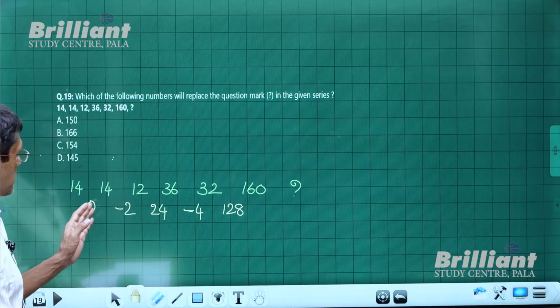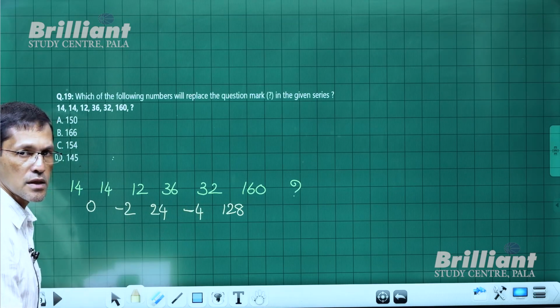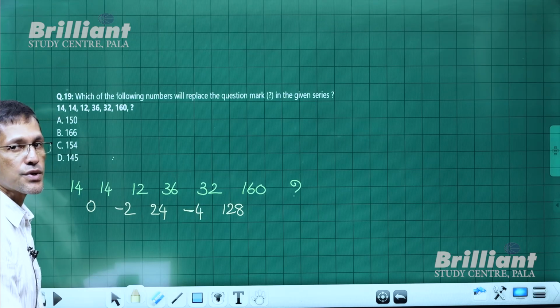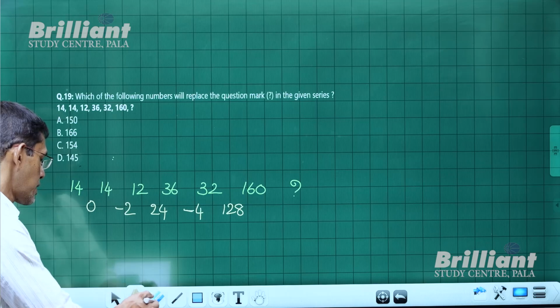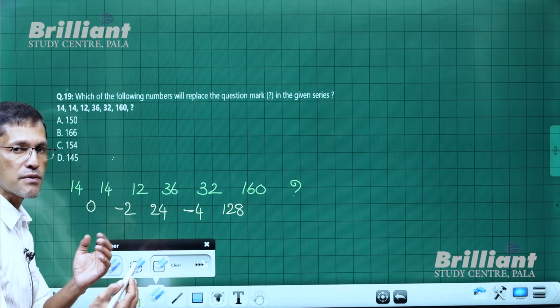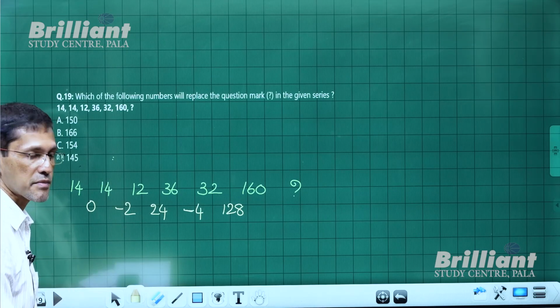So it's 0, minus 2, 24, minus 4, 128. Do we see any kind of pattern here? Not really. So what we are supposed to do here is look at the question from a different angle. I'm pretty sure at least some of you have seen a different pattern here.